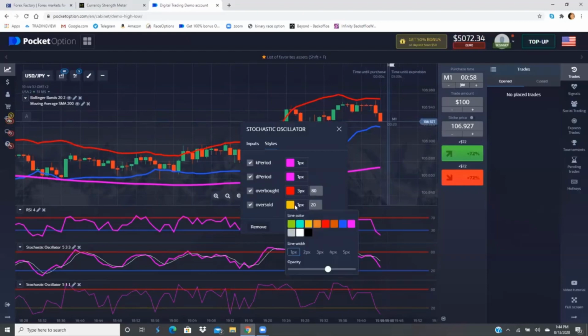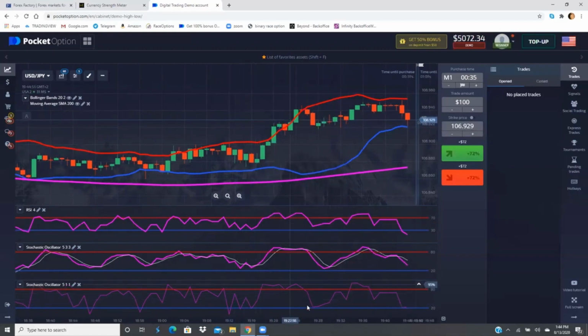And then oversold, we're going to make blue again and make it 3. So it's thick. When the market is oversold, it can't be oversold in a seller's market forever. Eventually it has to come back up for the buy, and that's why I make the line blue for buy. And we're going to save.